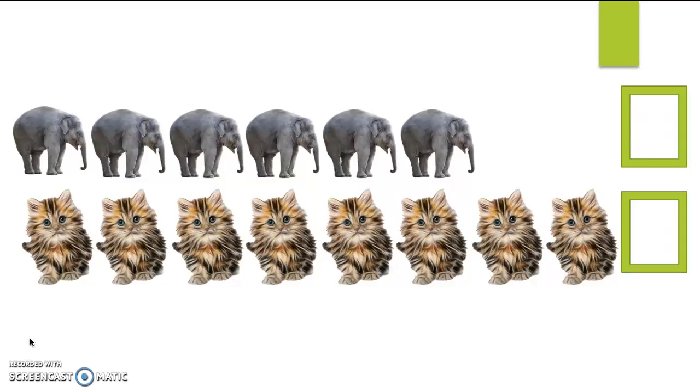So let's start with the elephants. With your good pointing finger, I want you to tap on each elephant right in a row as we count together. Ready? 1, 2, 3, 4, 5, 6. Perfect. So there are 6 elephants altogether.